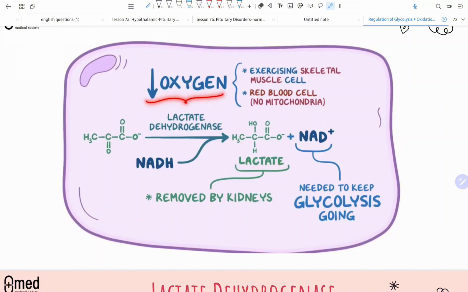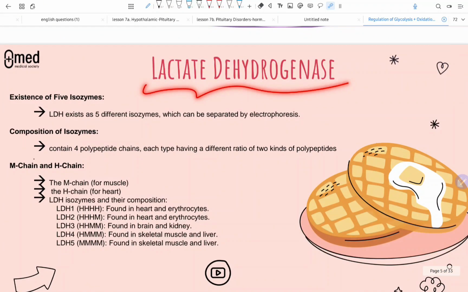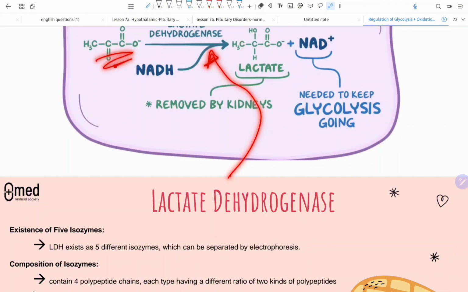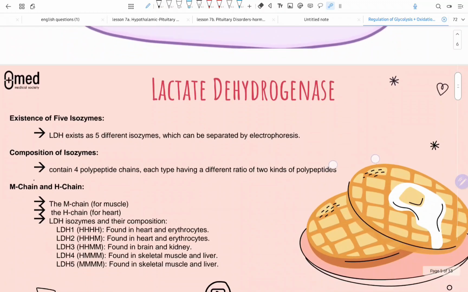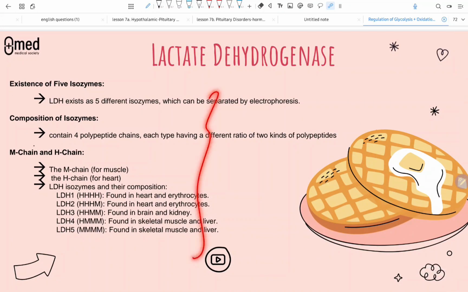Where does this happen? In cells with low oxygen, such as skeletal muscle cells that are exercising and red blood cells. If a cell doesn't have mitochondria, then it won't have the electron transport system that needs oxygen to generate ATP. So in the red blood cell, it depends on glycolysis for ATP. Now, lactate dehydrogenase, as I said, is the enzyme that catalyzes this reaction between pyruvate and lactate in anaerobic cells.